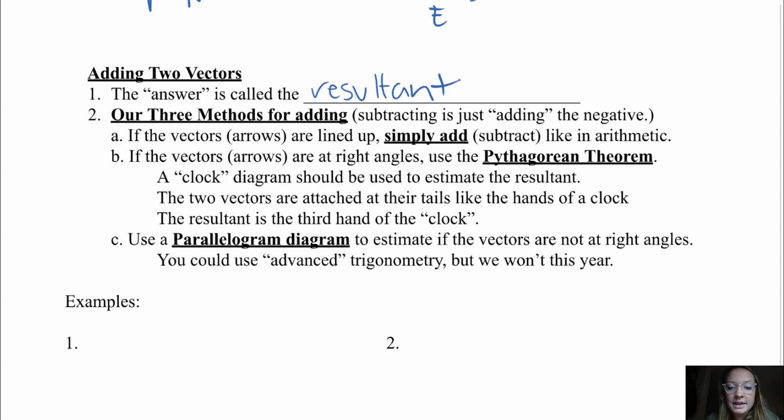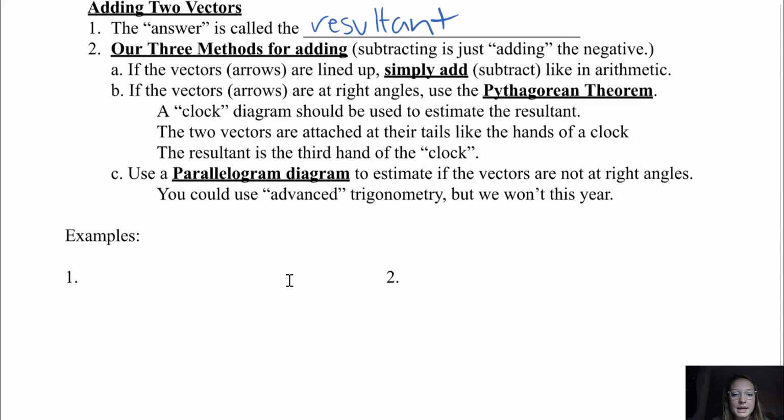Now we have 3 different methods for adding these things together, and I'm going to go over these briefly because then we're going to do example problems, and that's really going to show you what's going on. If the vectors are lined up, then we can add them or subtract them just like in basic arithmetic. Our second option is if the vectors are at right angles, like this, then we can use the Pythagorean theorem. And then we're going to use a parallelogram diagram to estimate if the vectors are not at right angles. So that is basically what we are going to do.